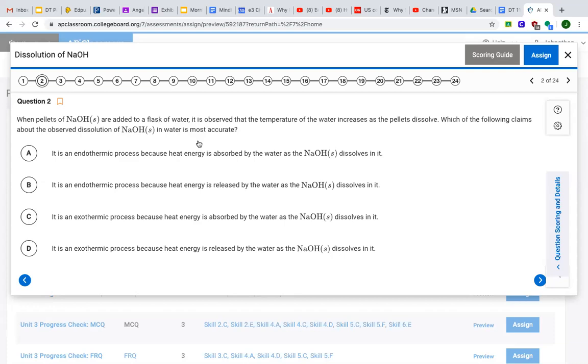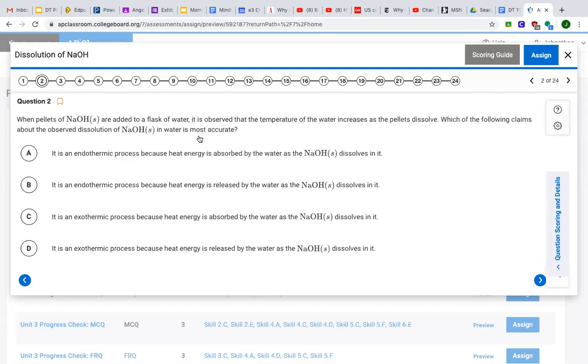All right, so Marcella, what'd you get for this one? I got A, endothermic, because heat energy is absorbed by the water as the NaOH dissolves. Okay, so the part about the water absorbing energy is absolutely correct. But what's happening to the temperature here? Increasing. Increasing, right? So what does that mean, Idali? That it's exothermic. Right, it's exothermic, because this process is releasing heat. If things are getting hotter while a process happens, that means that the process itself is releasing heat. So this is an exothermic process.